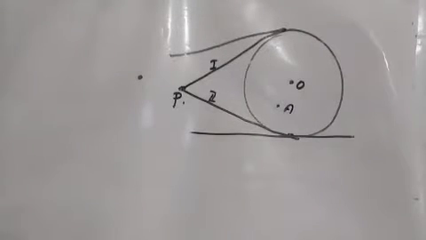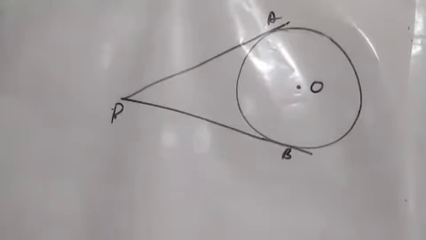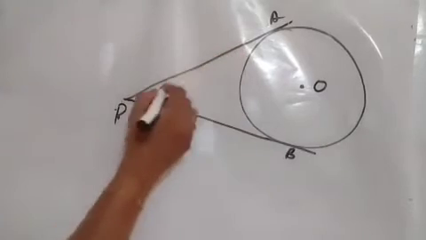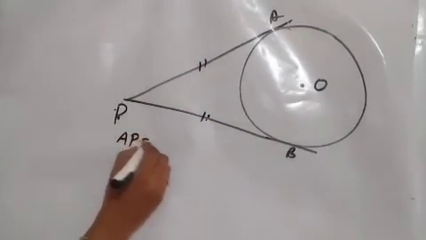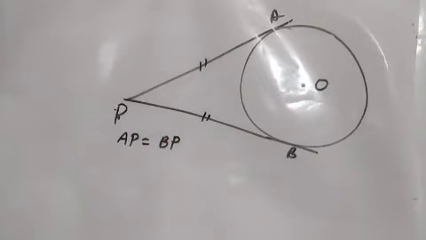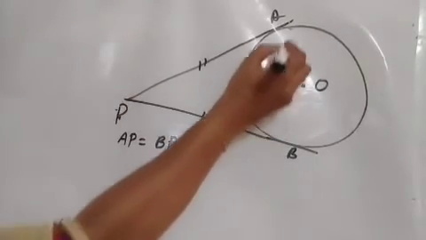Now the corollary. If two tangents are drawn to a circle from an exterior point, which lies outside the circle, the tangents are equal in length. If two tangents are drawn from an external point, the two tangents are equal. We can say tangent AP is equal to tangent BP. Second point: tangents subtend equal angles at the center.